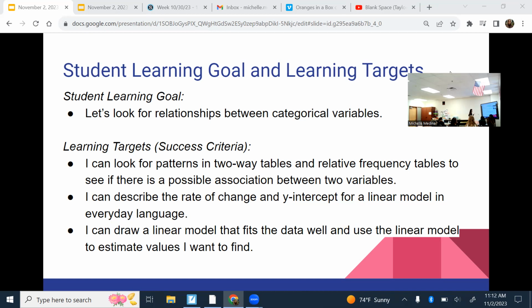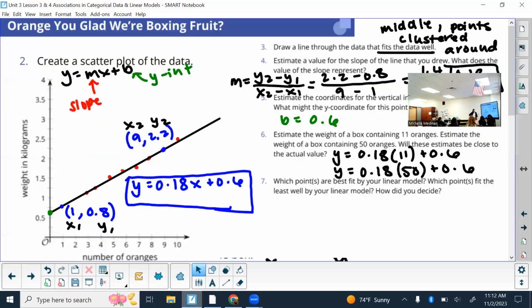All right. Then being able to describe rate of change, which is another way to say slope. Being able to describe slope and y-intercept for a linear model in everyday language. Like what we did toward the end of the lesson. What did we say the slope of 0.18 was supposed to represent?